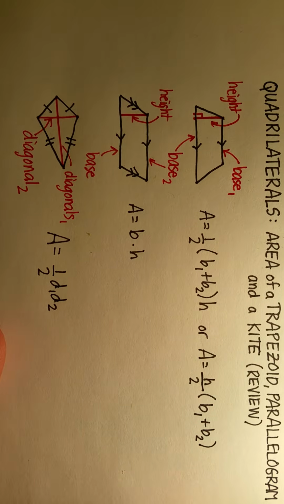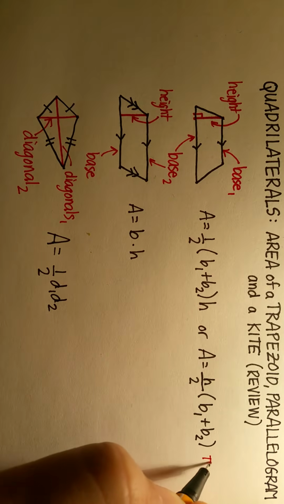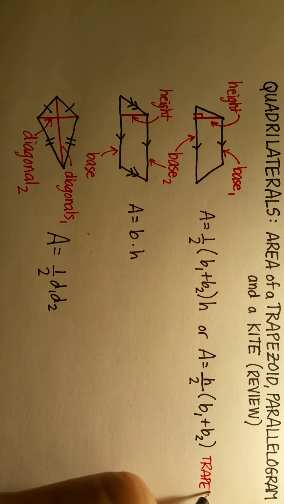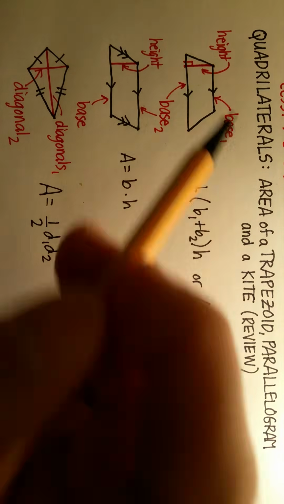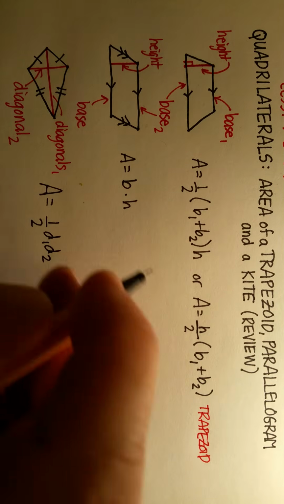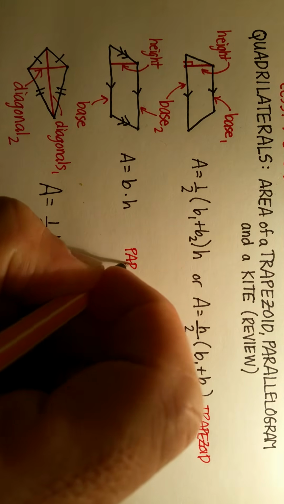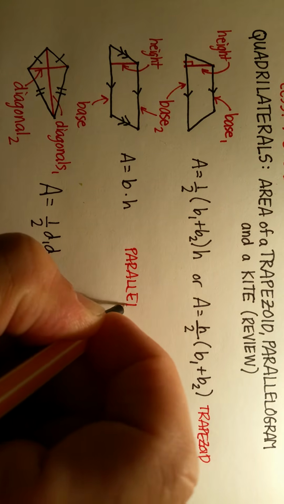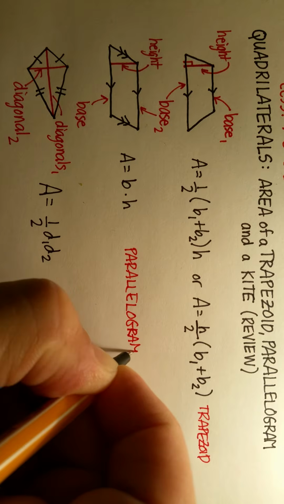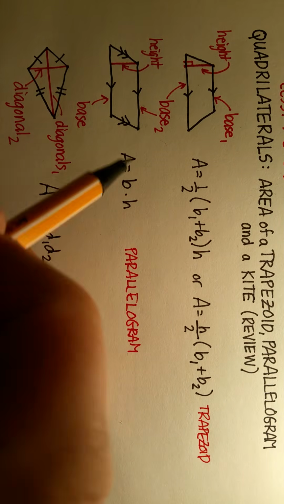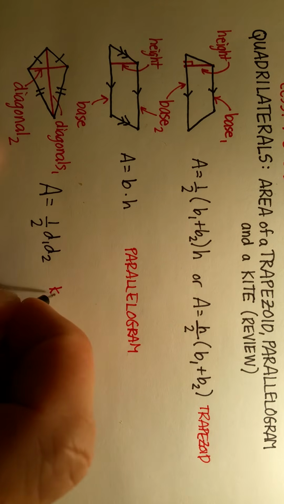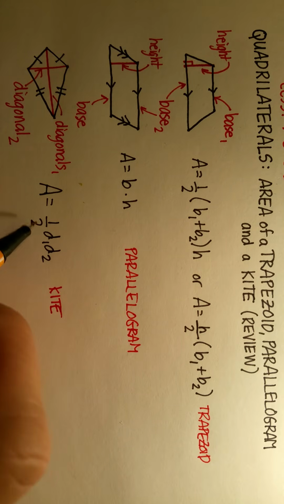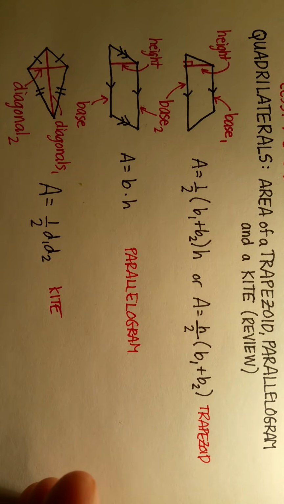Okay, so again, just real briefly, remember that this is called a trapezoid, and remember your definition for a trapezoid as one set of parallel sides. The area of a parallelogram is just base times height. Again, the height can cut into these kinds of triangles. And finally, the area of a kite is based off 1/2 of the two diagonals. Okay, I hope that was helpful.